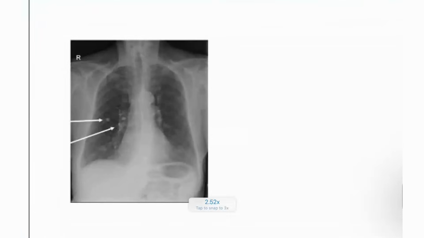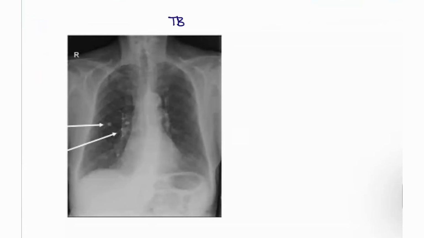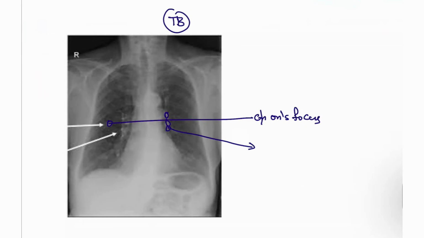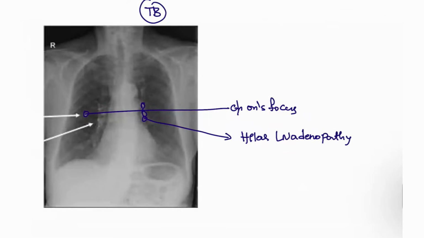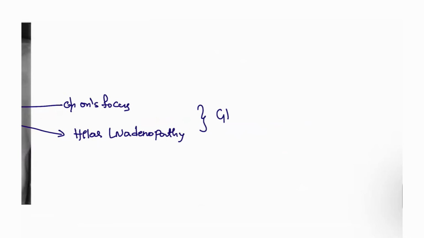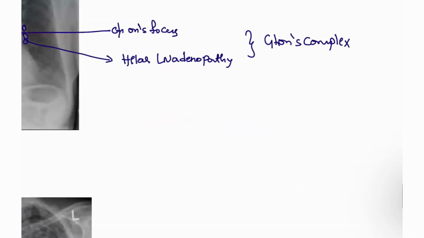Next, here is the classical picture of tuberculosis, right? What is this one, guys? This is known as the Ghon focus, and these are the hilar lymphadenopathy. If it is together, then we call this a Ghon complex, right? On the histopathology, you are going to see caseous necrosis or the granuloma, right?